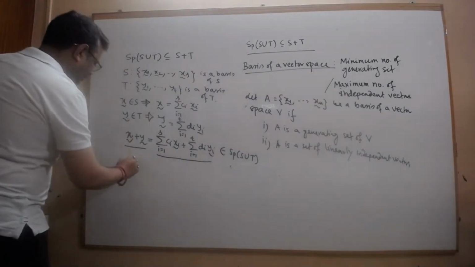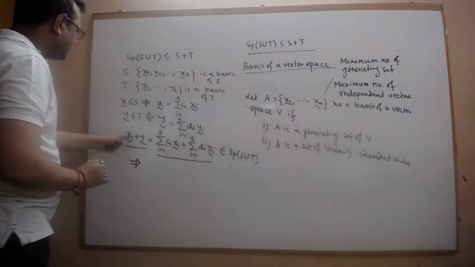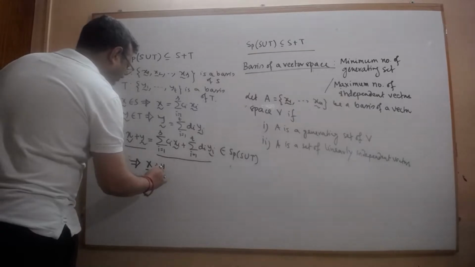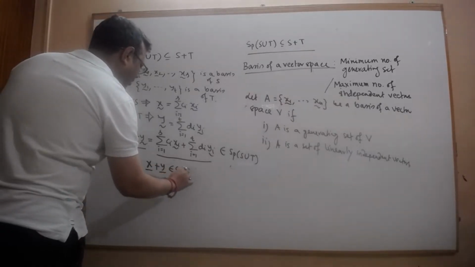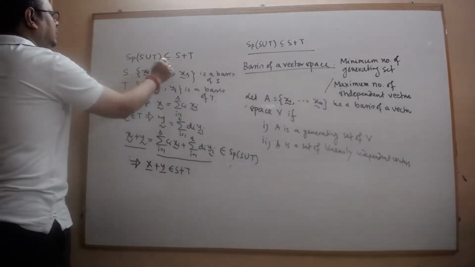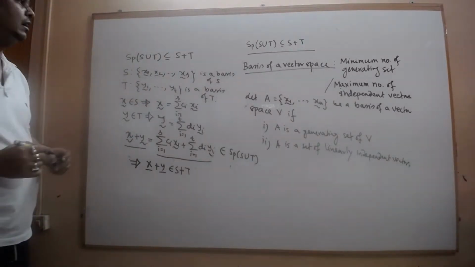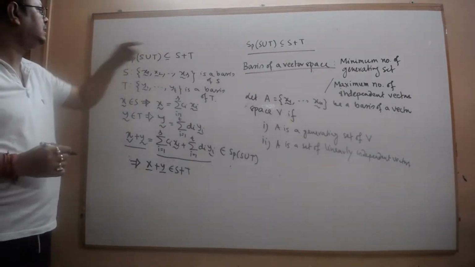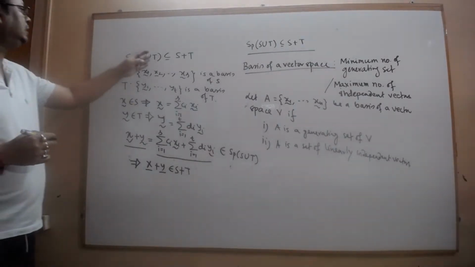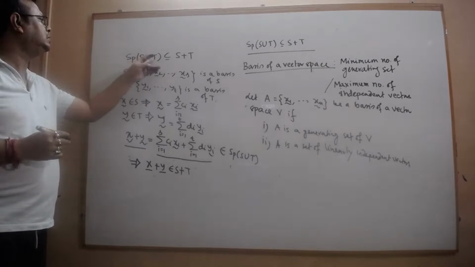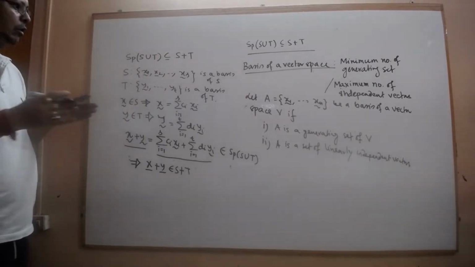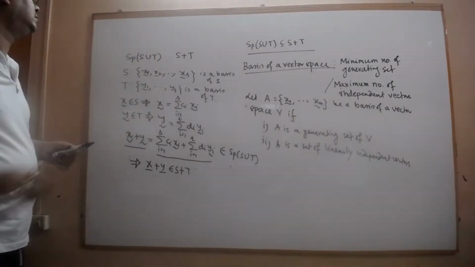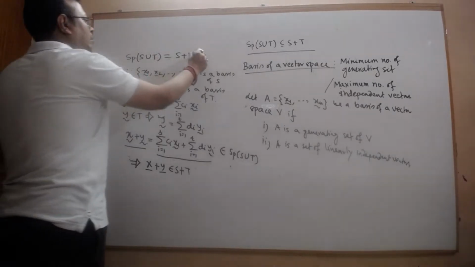Since x⃗, y⃗ belong to S union T, this means x⃗ plus y⃗ belongs to S plus T. Therefore span of S union T is a subset of S plus T. We have already seen that S plus T is a subspace of span of S union T, and here we see that span of S union T is a subspace of S plus T. If we combine these two, we get span of S union T equal to S plus T. Proved.